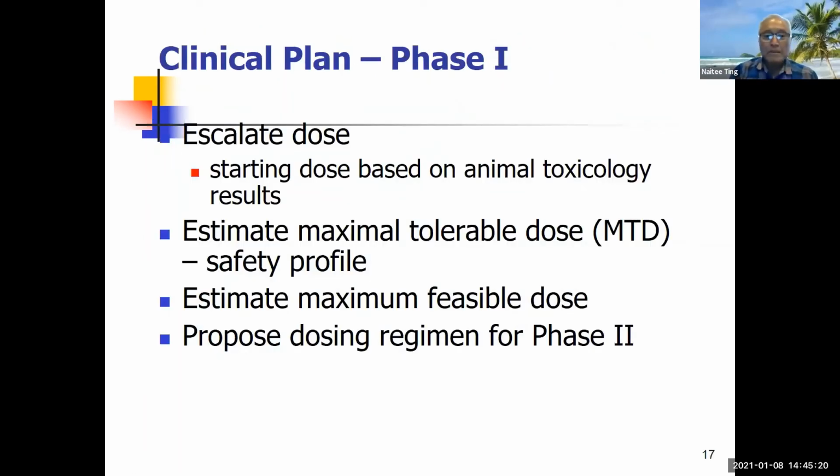So you escalate dose, you hope to estimate the maximum tolerable dose to establish a safety profile. And sometimes you keep escalating the dose, you still couldn't find any toxicity, you still have to stop somewhere, we call it maximum feasible dose. And you want to propose dosing regimen for phase 2.